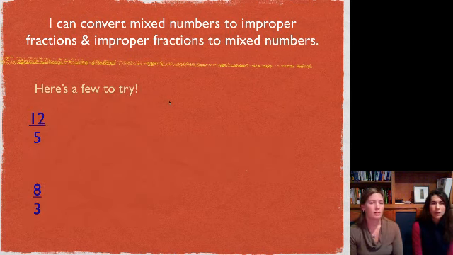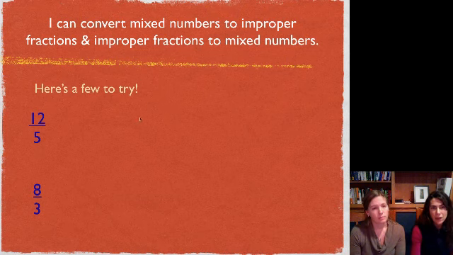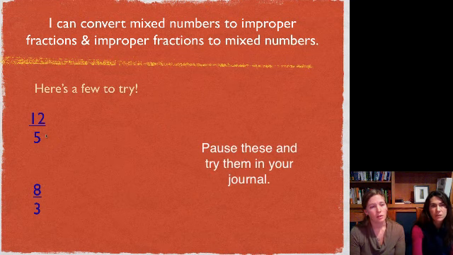All right, so now that we've shown you the way, it is your turn to pause, take a moment, and jot these down. As you notice, we have improper fractions, so you're going to turn those into mixed numbers. So pause first, try these two, and then we'll walk you through them.